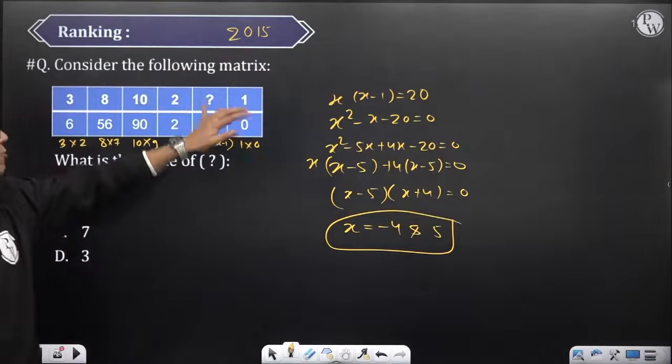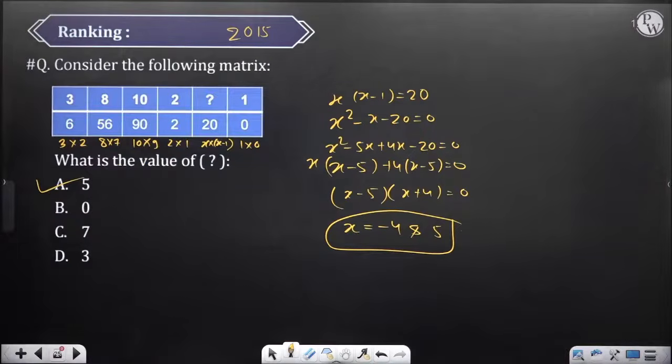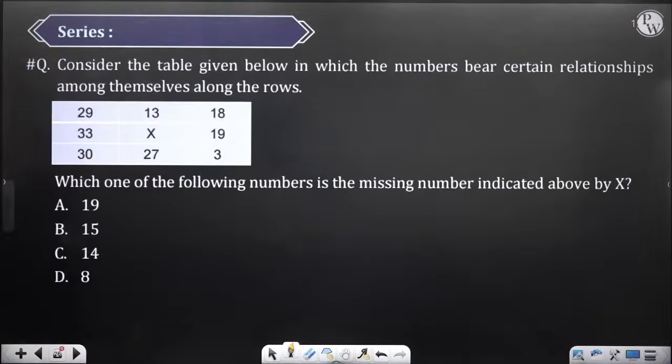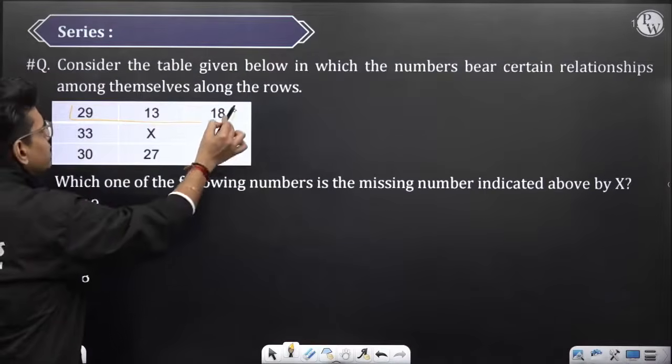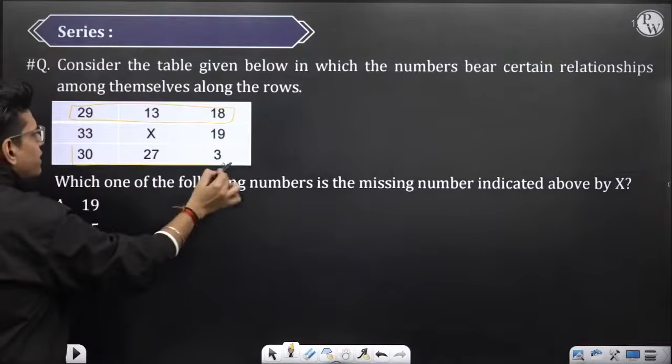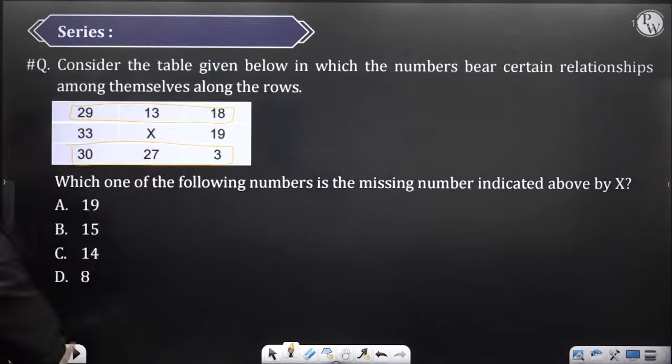5 into 4 is 20. So this is a question from... Done. Next is this. Consider the table given below in which the numbers bear certain relationship among themselves along the rows. So this is having some significance. This is having some significance. So this will also have some significance.